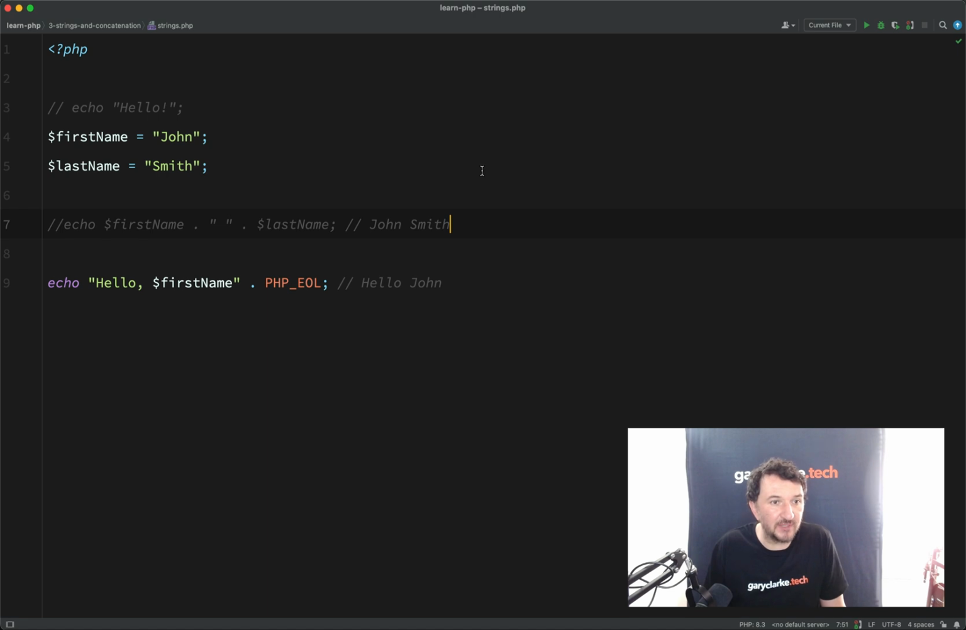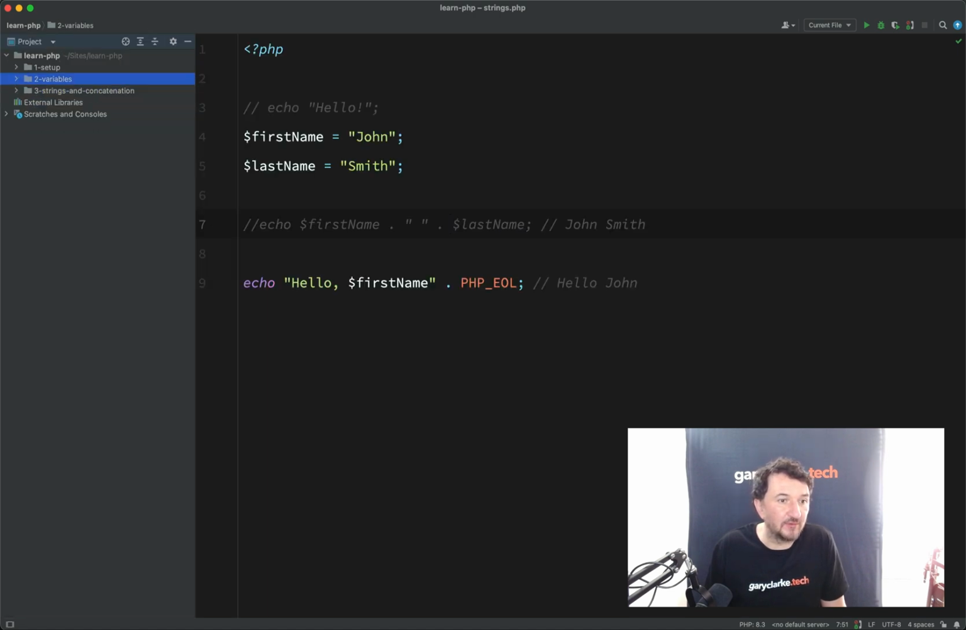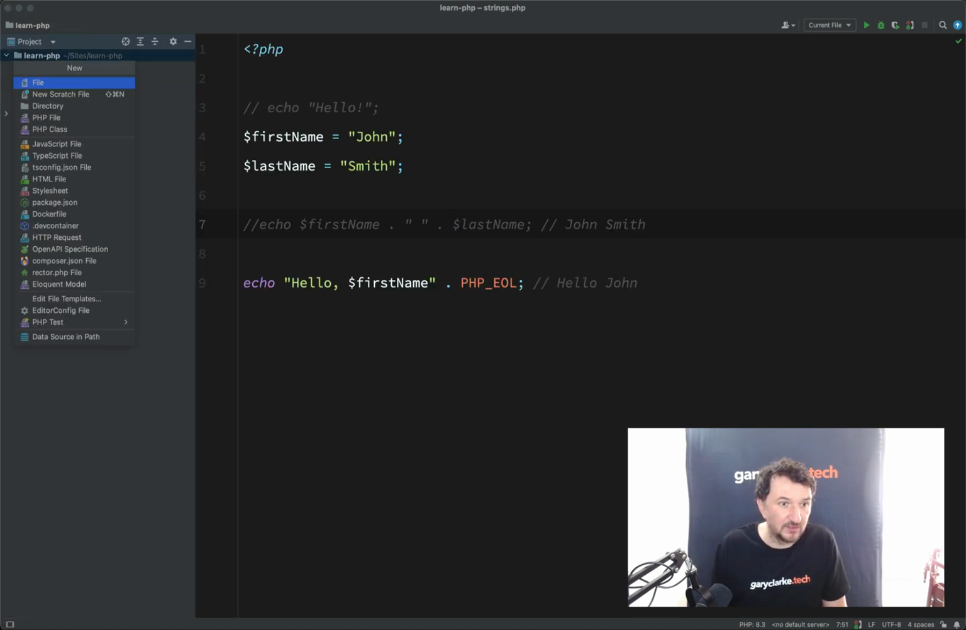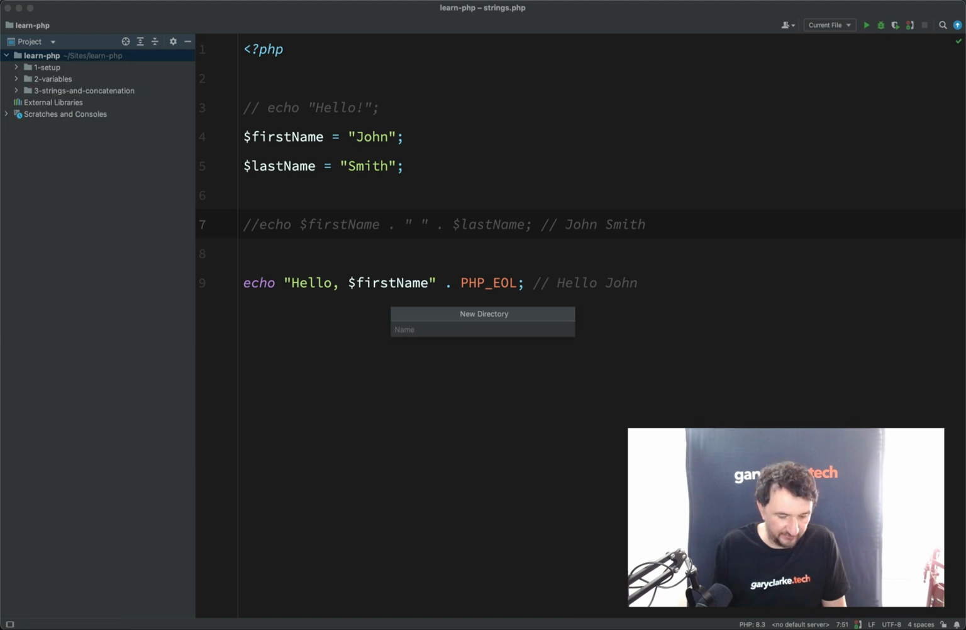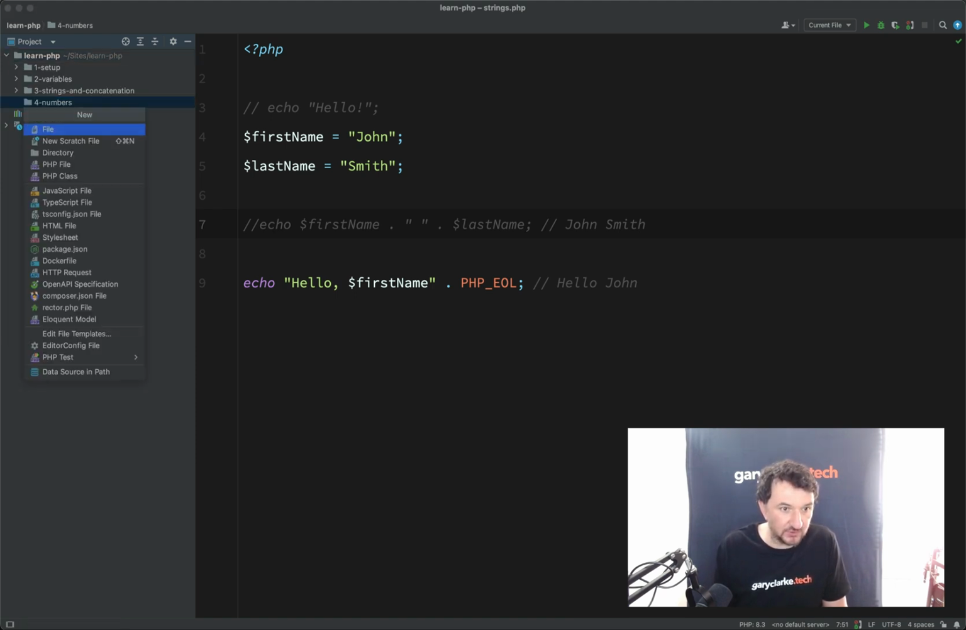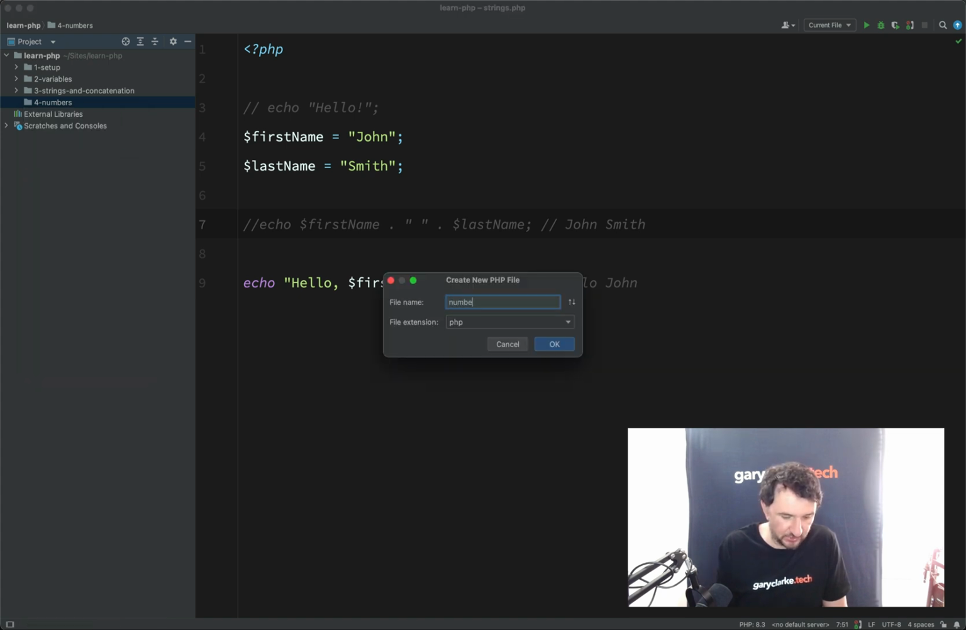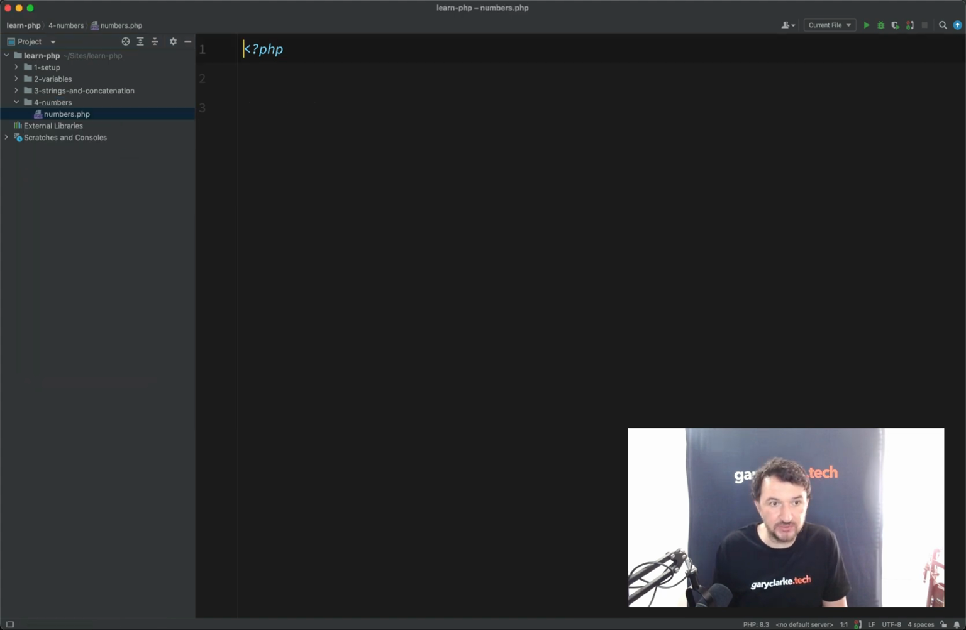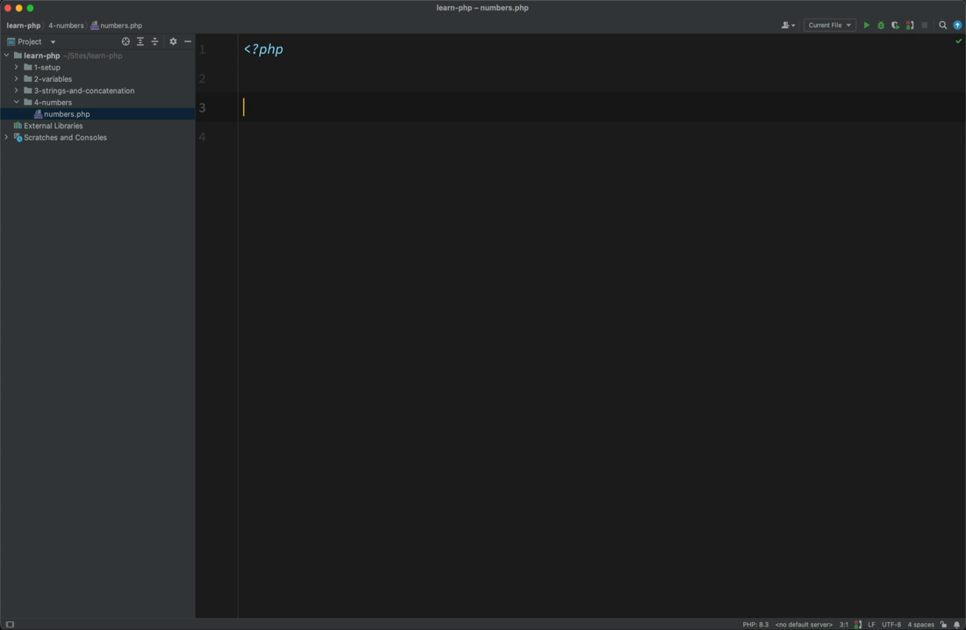So let's go and have a play around with them here. We'll create a new folder. We'll call it numbers. And inside of there, we'll just create a PHP file, which we shall also call numbers.php. And so let's start out with the two different types of numbers first.